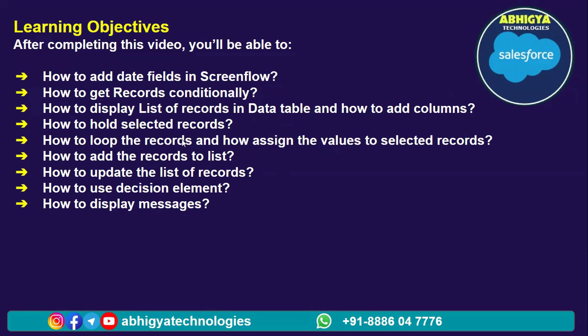The records we selected are stored in another list variable. And after that, we can loop through the selected records and assign some values, right? Stage name equals Closed Lost, and we add the comments to the description. And finally, we add those records. The records we are assigning, we add into another list. How to add records to the list, this is also covered. And how to update the list of records, we are updating the records, right?